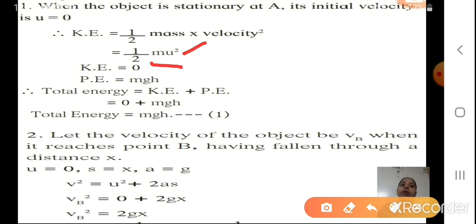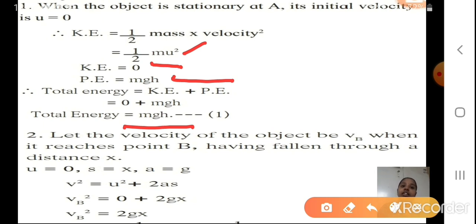Now what about potential energy? You know the formula for potential energy, that is mgh. Here the height from the ground to point A is h, so I have written mgh. m is the mass of the object, g is the gravity and h is the height. So what is the total energy now? Kinetic energy plus potential energy: 0 plus mgh. The total energy you are getting is mgh. This is your first equation.